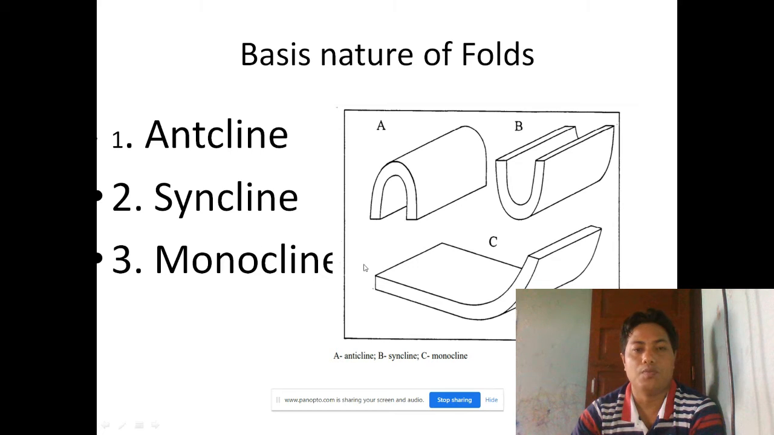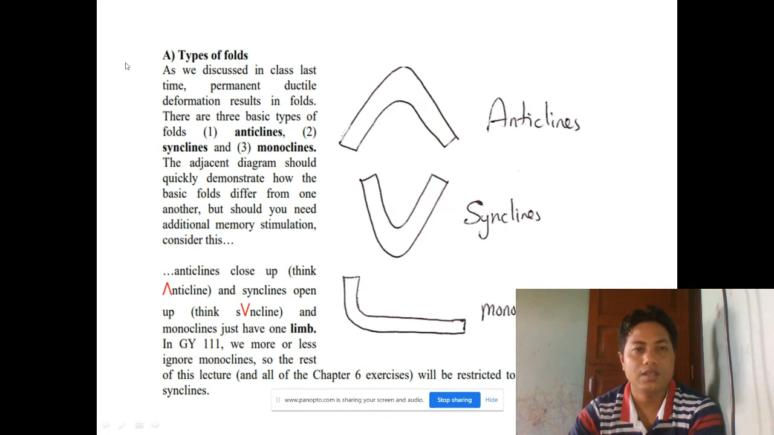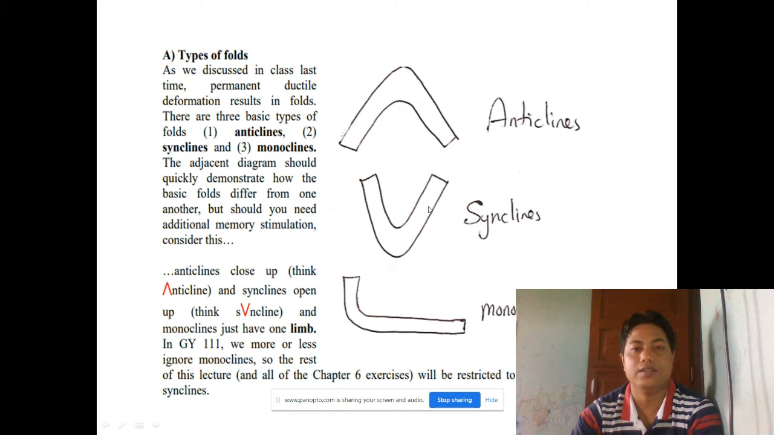And also monocline. Monocline is where only one part is there. There are no two parts. Only one limb is developing, while the one limb is upward. So you'll find this kind of basic nature of fold. So anticline is this, and syncline is like that. Monocline has only one limb, there's no two limbs like that.